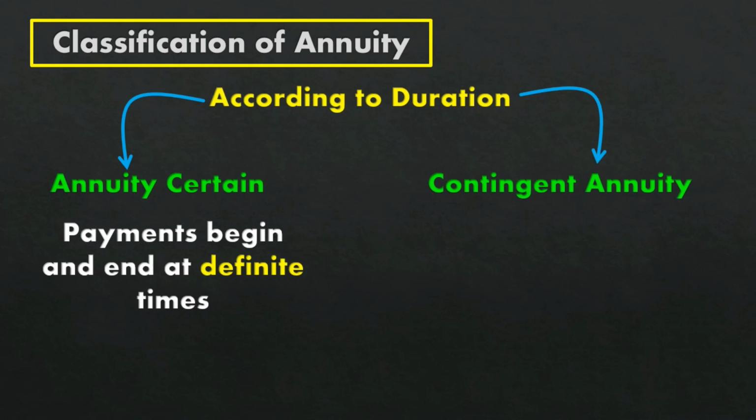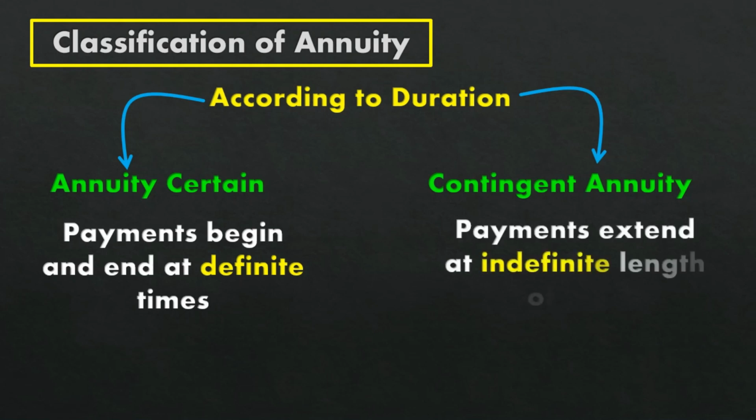Pero pag contingent annuity, yung payment mo extend at indefinite length of time. Pag sinabing indefinite, walang kasiguraduhan kung kailan matatapos yung payments. Halimbawa na lang ng contingent annuity, yung mga insurance, yan, so naghuhulog ka na naghuhulog pero hindi mo alam hanggang kailan matatapos yung hulog mo. Yun yung contingent annuity. So those are the types of annuities.